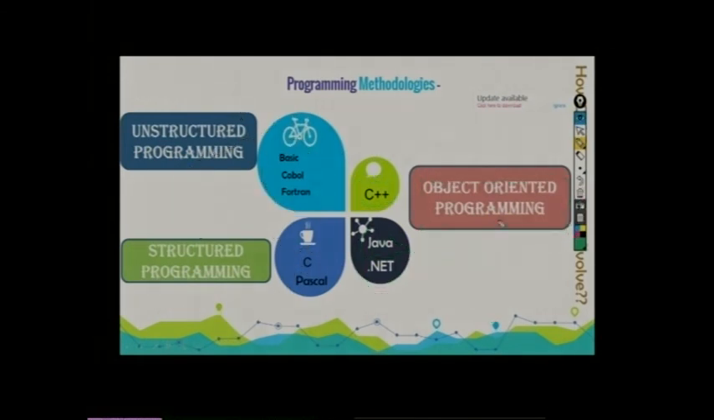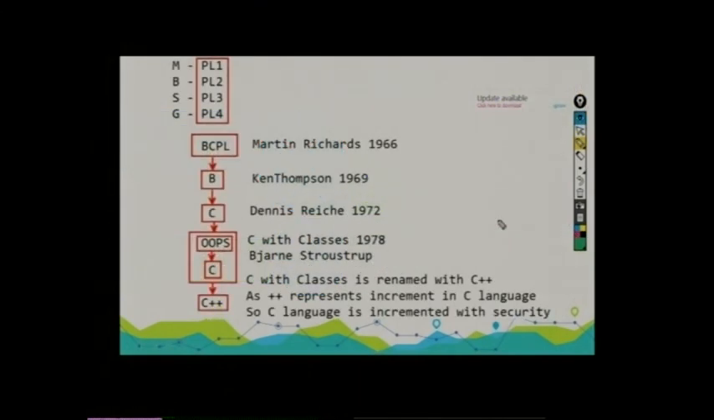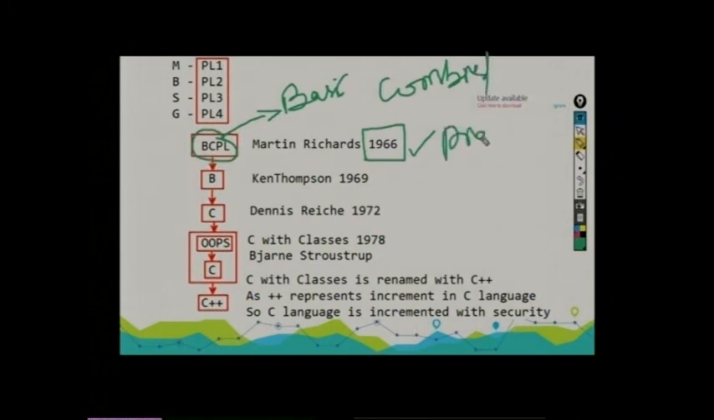Now let me go to the next one, so that you understand the history of programming. What was the first programming language? The first programming language was introduced in 1966, called BCPL, which stands for Basic Combined Programming Language. It is a base programming language. How was this introduced previously?